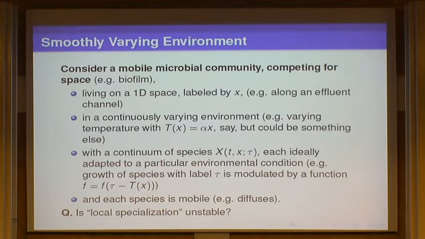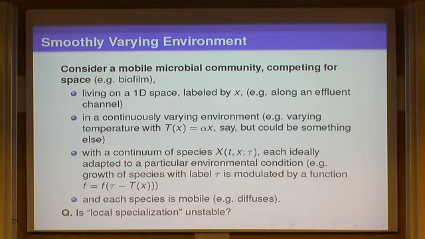Okay, so here's our model. We have a one-dimensional space labeled by x, say that's distance along an effluent channel. We have an environmental condition, say temperature along the channel. We want to vary it linearly, so the gradient is constant. There's no special preferred area in one place over somewhere else.